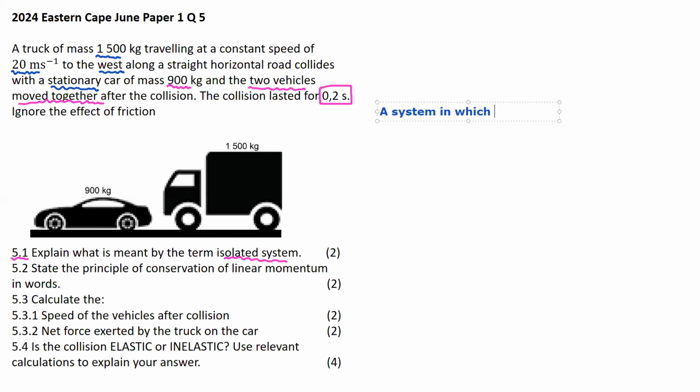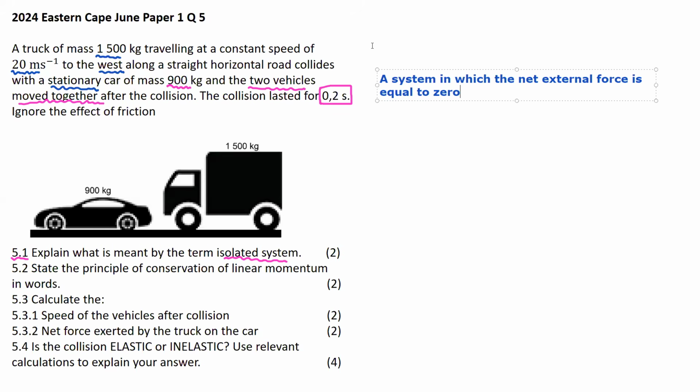in which the net external force, I want you to write it down, is equal to zero. I also want you to write the title of the question where we took it from, 2024 Eastern Cape. So this is an isolated system. Sometimes they can say closed system, right? It's a system in which the net external force is equal to zero. That's 5.1 right there. 5.2.